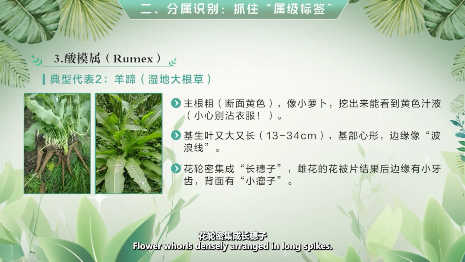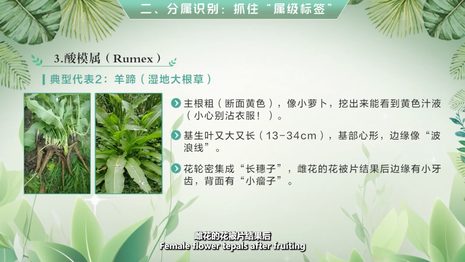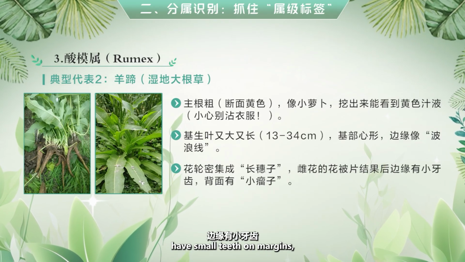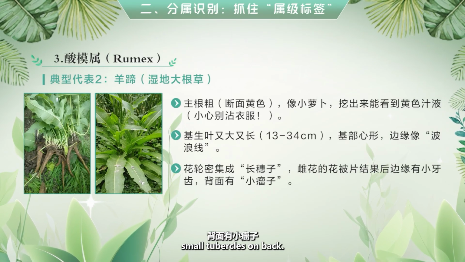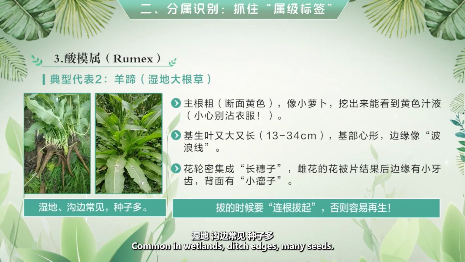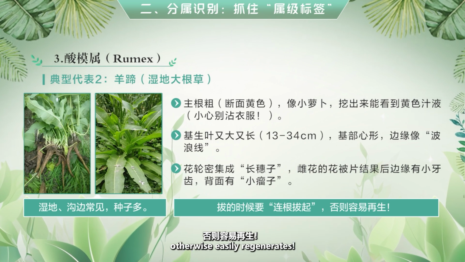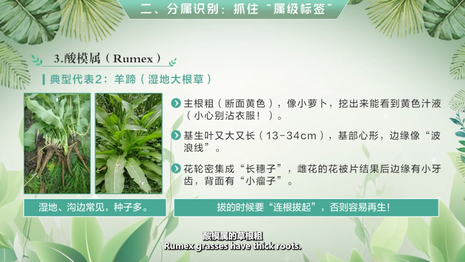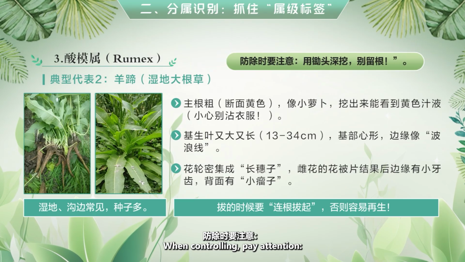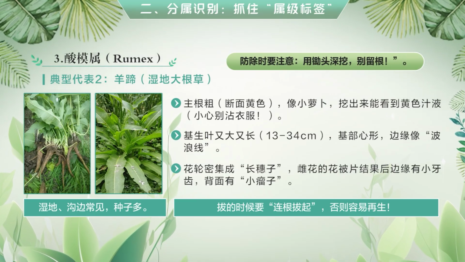Flower whorls densely arranged in long spikes. Female flower tepals after fruiting have small teeth on margins, small tubercles on back. Common in wetlands, ditch edges, many seeds. When pulling, must pull up roots, otherwise easily regenerates. Rumex grasses have thick roots. When controlling, pay attention. Use hoe to dig deep, don't leave roots.